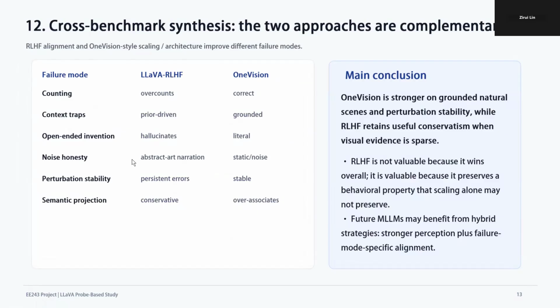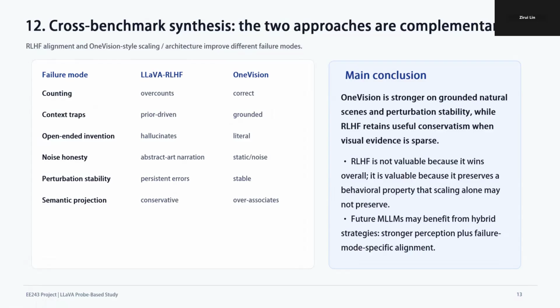For noise honesty, RLHF narrates noise as abstract art, while One Vision identifies static or noise. For perturbation stability, RLHF has persistent errors, while One Vision is stable. For semantic projection, RLHF is conservative, while One Vision can over-associate. Therefore, RLHF is not valuable because it wins overall. It is valuable because it preserves a behavioral property that scaling alone may not preserve.